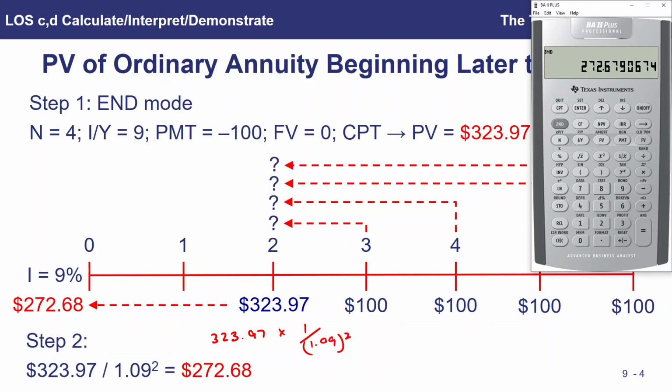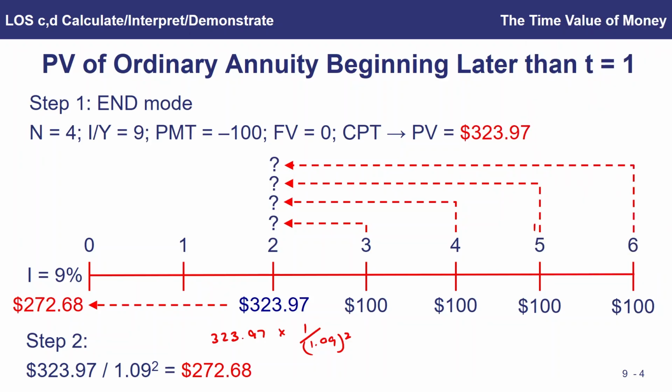Of course, the alternative was to use the time value of money buttons. So second function, future value, and then strip the numbers off the screen. And we could have done 323.97. 323.97 is our future value. 9 is our discount rate. We're going to discount it back from T2 to T0, so 2 periods is N. Okay, compute PV, and again you can see your 272.68.